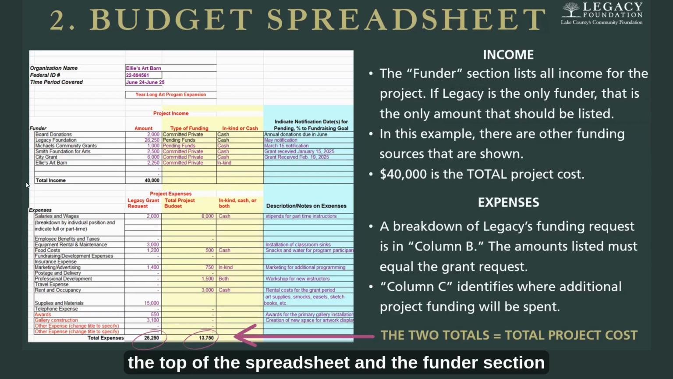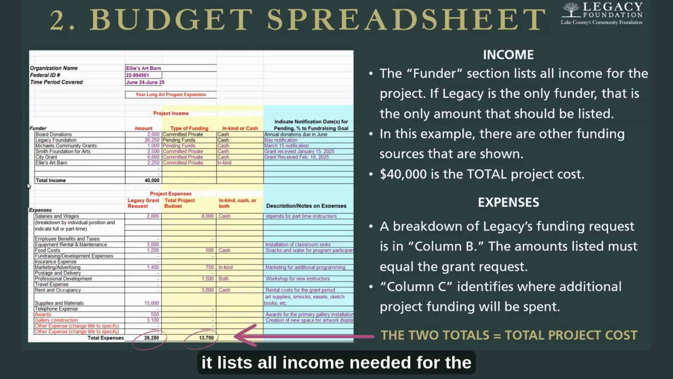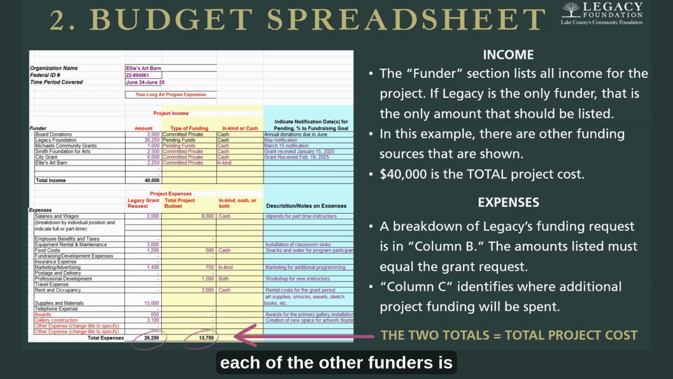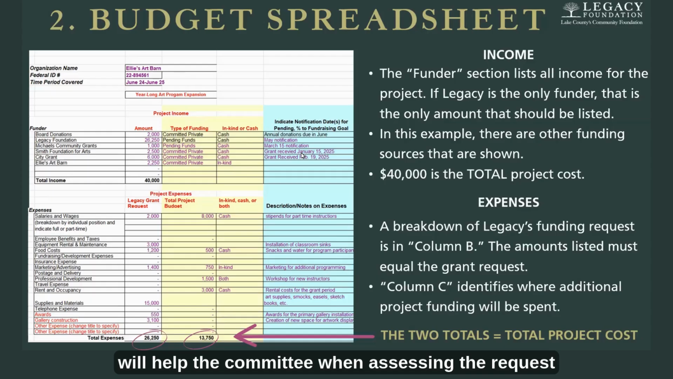At the top of the spreadsheet, in the Funder section, it lists all income needed for the program or project. If the request to Legacy covers the entire cost, that would be the only amount listed in the top section. In our example, the total cost of the project is $40,000, so additional funds are needed. Each of the other funders is listed with the amount, whether it's pending or committed, cash or in kind, and any notes that will help the committee when assessing the request.